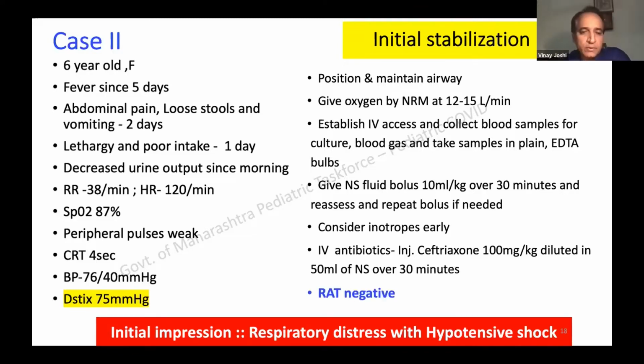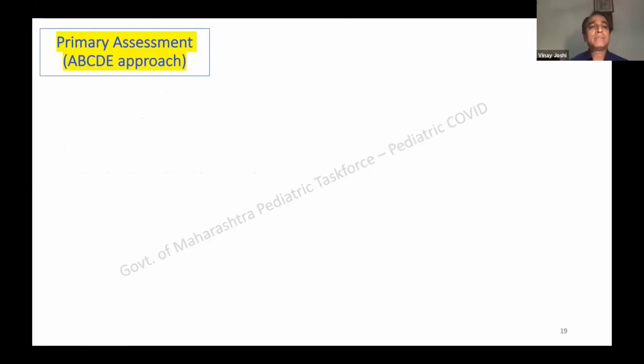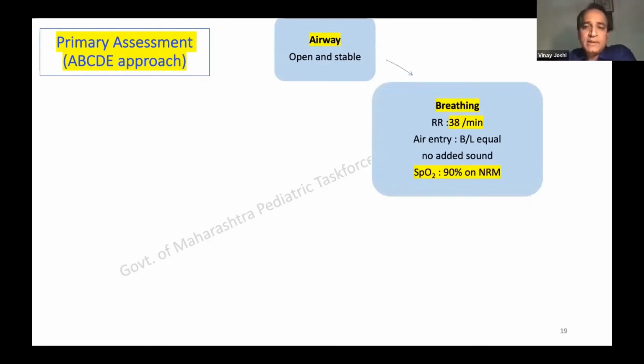One important piece of information I would like to give here is that we did the rapid antigen test because the child came during the COVID pandemic, and it was negative. After initial stabilization, the next step is primary assessment. Again, the PALS approach, ABCD pentagon. This child has an open and stable airway. On respiratory system examination, the child was tachypneic, air entry was equal, no added sounds, and now the child is maintaining SATs of 90% on non-rebreathing mask.